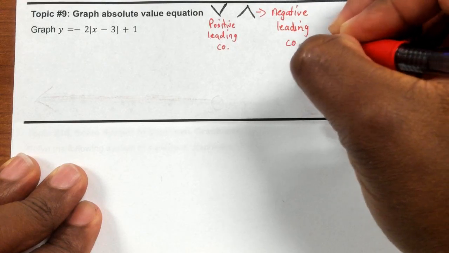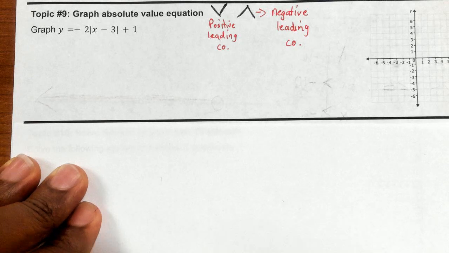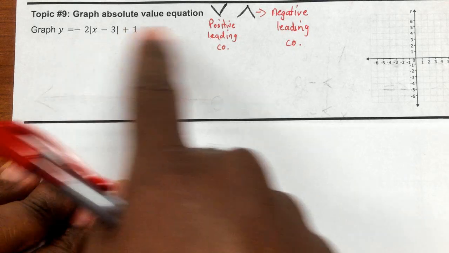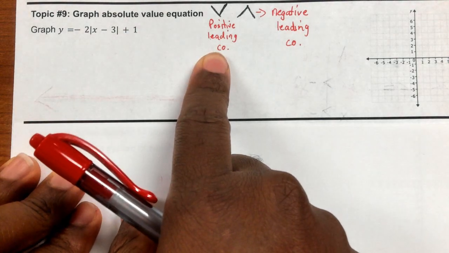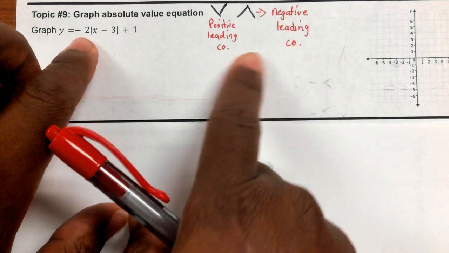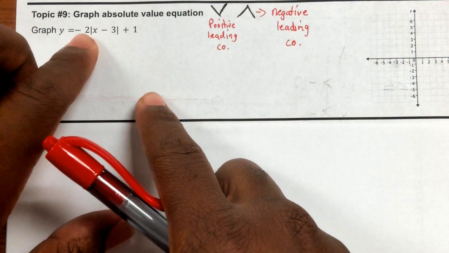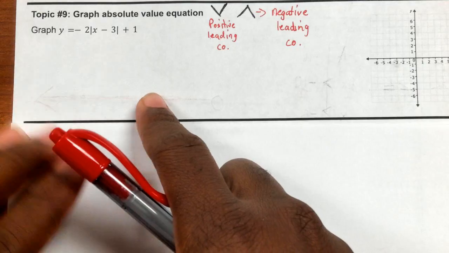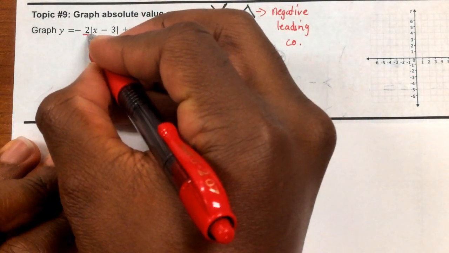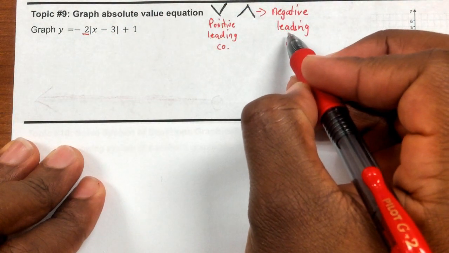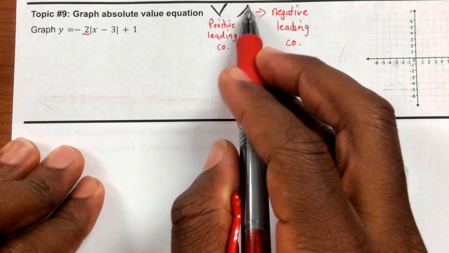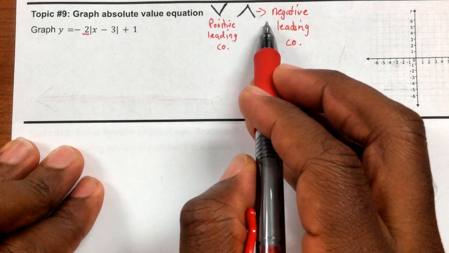So looking at this question right here, does it have a positive leading coefficient or does it have a negative leading coefficient? The number in front is a -2, so that means it has a negative leading coefficient. So that means that my shape is going to look like an upside down V.